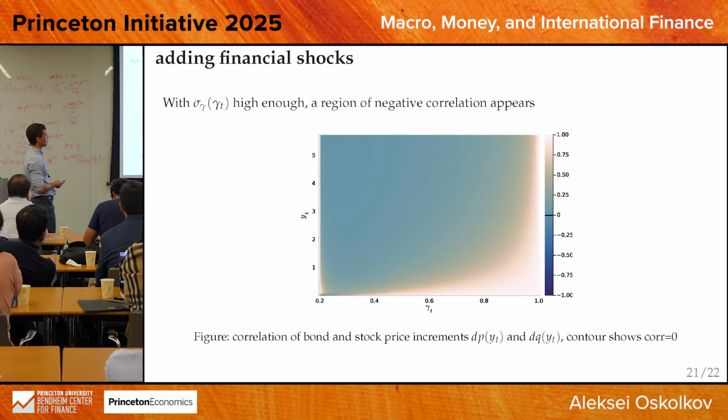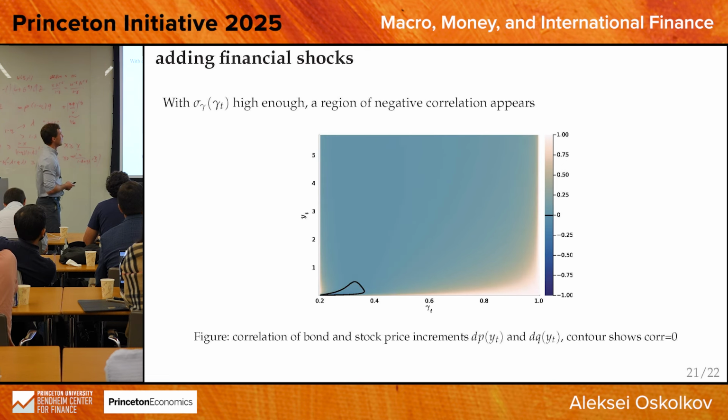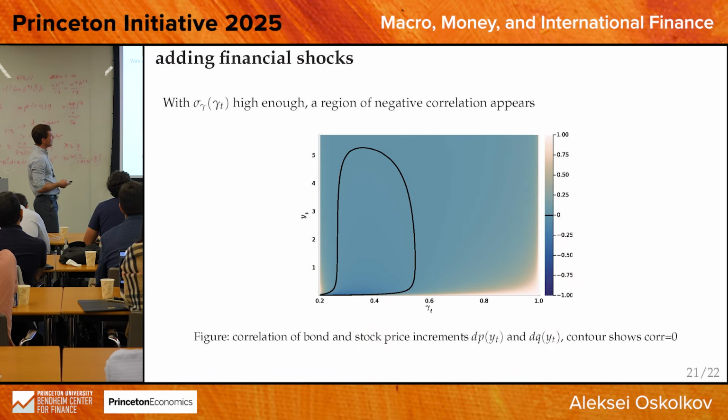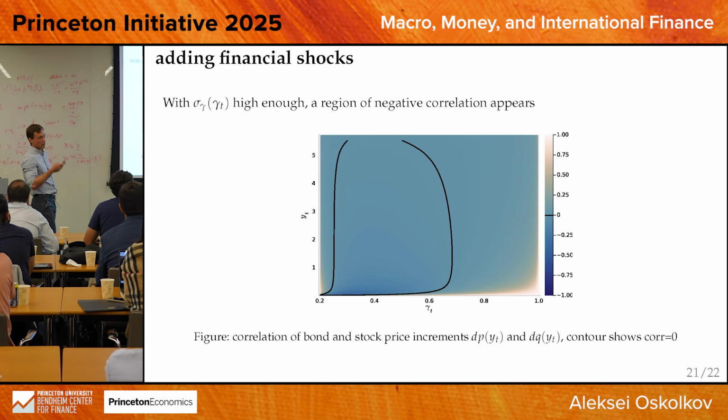I'm just going to show you a picture here. This is a fairly small volatility of gamma. You can increase the volatility of gamma to get a region where the correlation is negative. This is the line where it's exactly 0. Inside it's negative, and then you increase the volatility of gamma even more. This region grows, and then you can just blow it up.